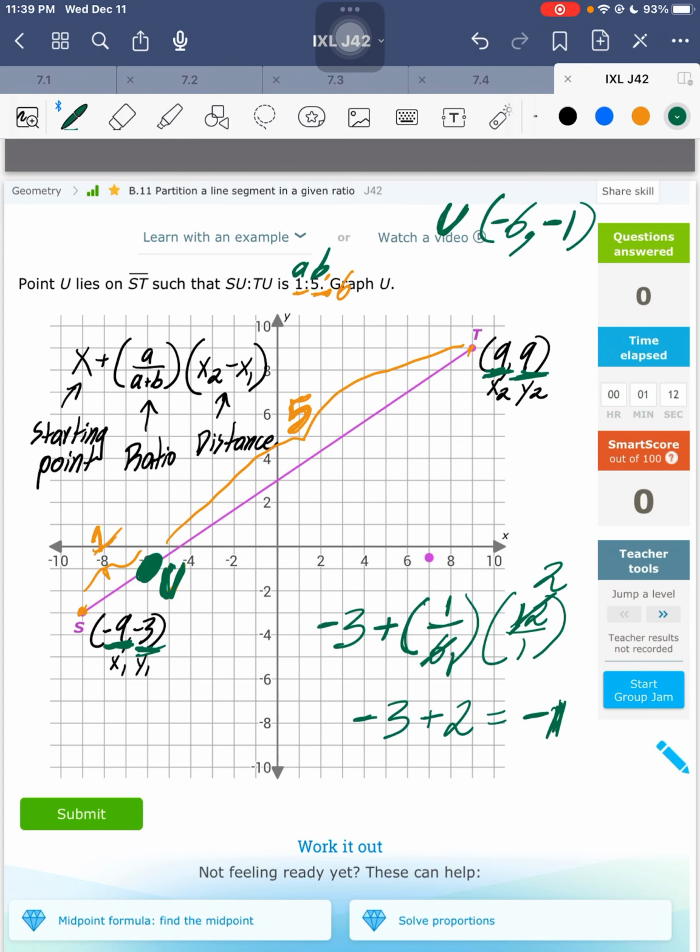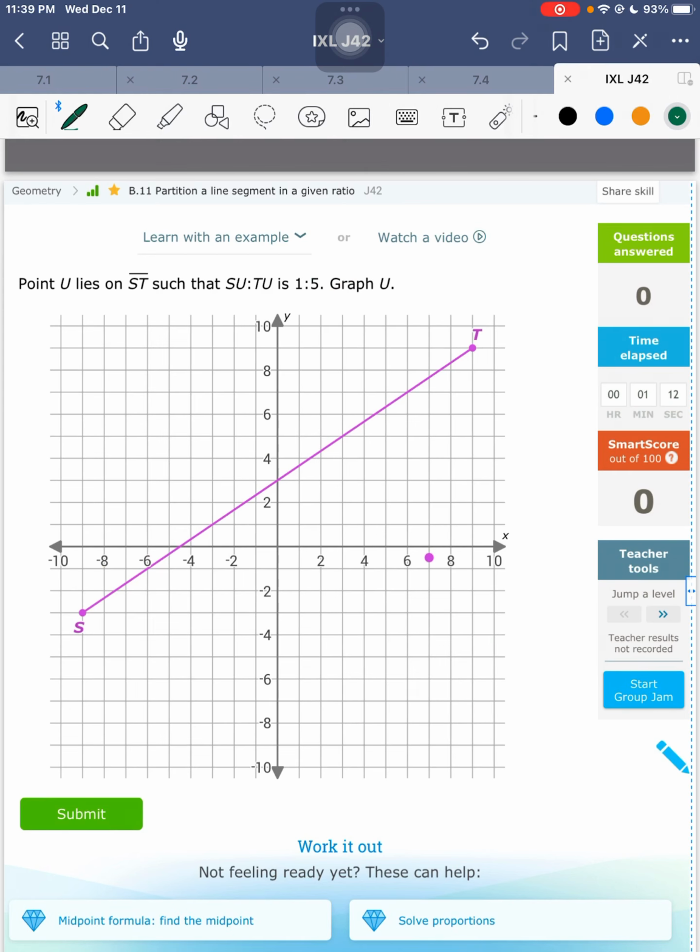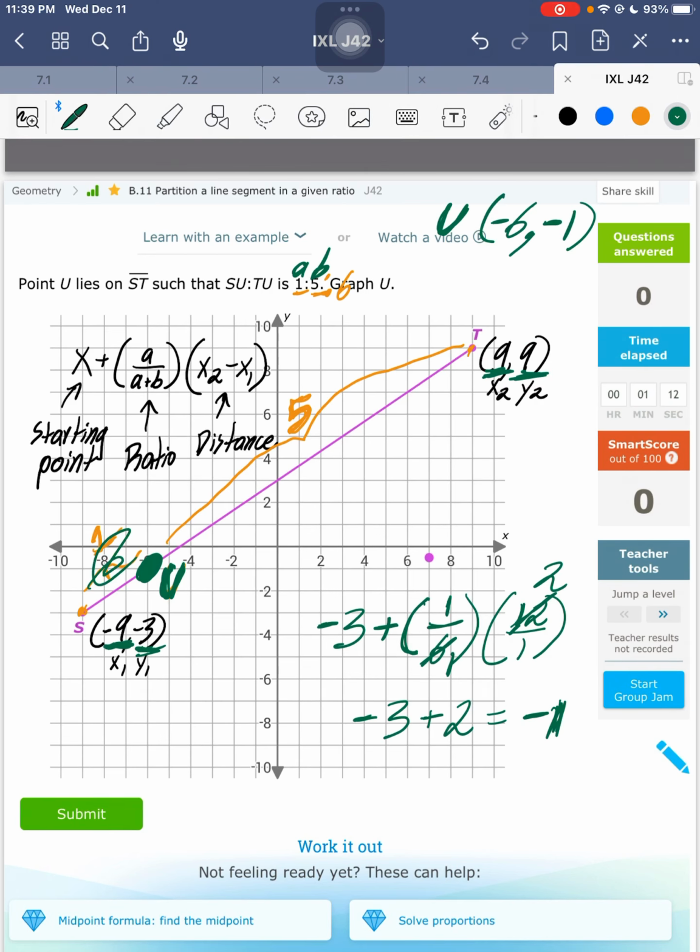So my U is right here. I just guessed, guys. I just took a random guess. I didn't know that this was the spot. I just chose something that looked like 1/6 of this whole thing. So that was just a good guess, I guess.